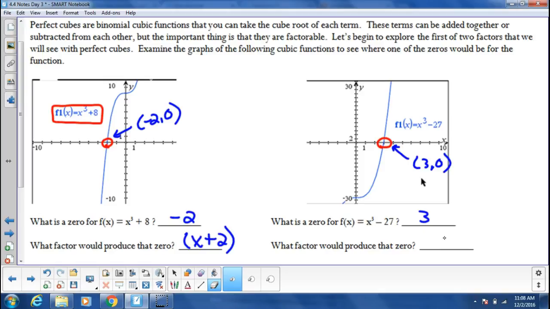Now, knowing what you know about what we just said, how many zeros need to be total zeros in both of these? 3 total zeros, right? We only have 1, which means the other 2 are imaginary. So now we're going to figure out how to find that factor that would produce those 2 imaginary roots.